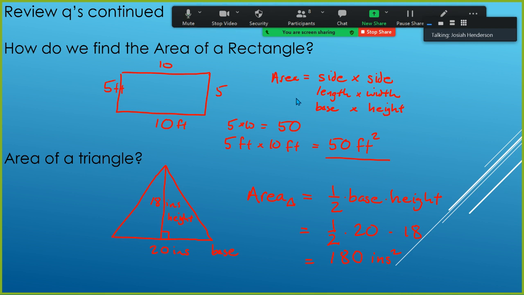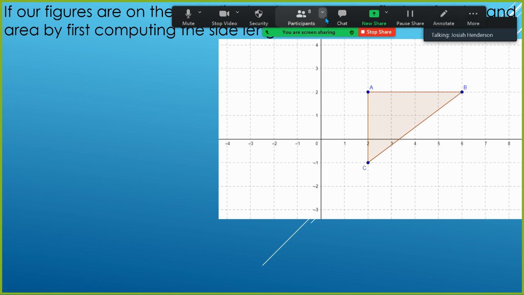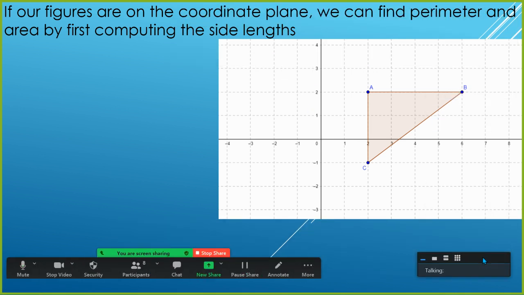So we're going to be finding area and perimeter of different shapes using the rectangle idea and using the triangle idea when they don't tell us the sides, but we can measure the sides because it's on a coordinate plane. This, for example. So if our figures are on the coordinate plane, then we should be able to find the perimeter and area by first counting or computing the side lengths.